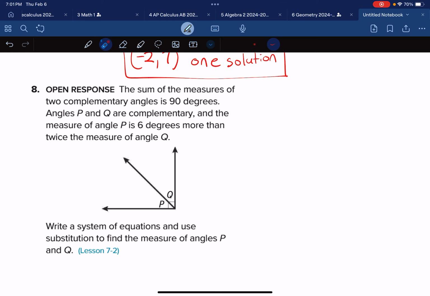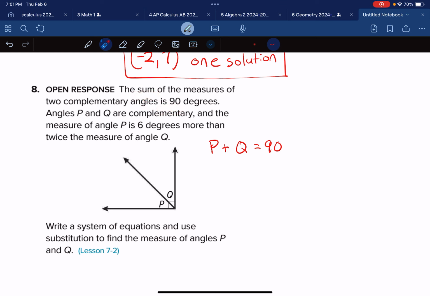So I need to set up two equations. The first thing I'm going to say is they sum, meaning they add up to 90. So if I want to say they add up to 90, this angle and this angle added together are 90. So my first equation is P plus Q adds up to 90. That's what it means to say that the sum is 90.